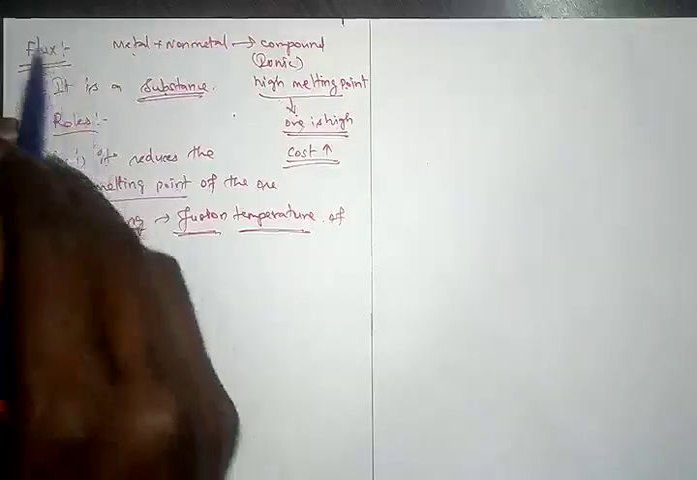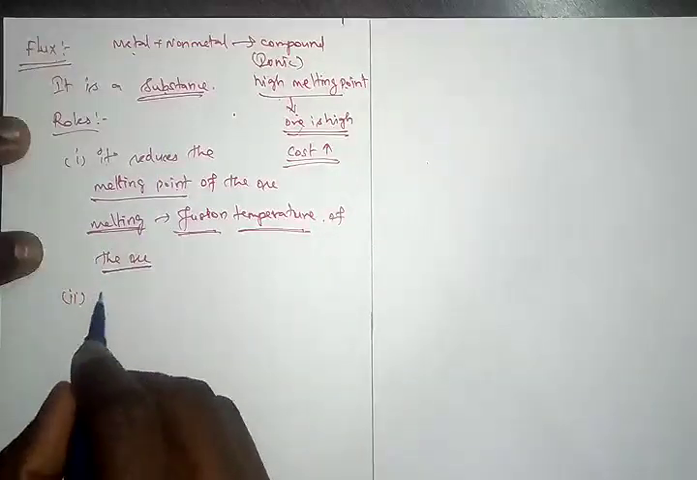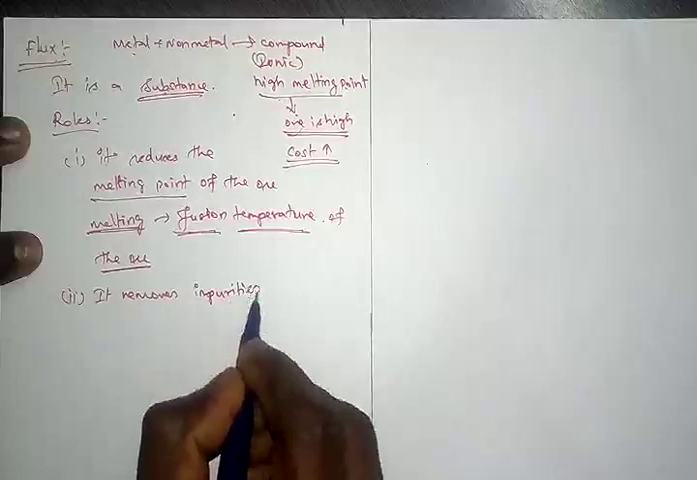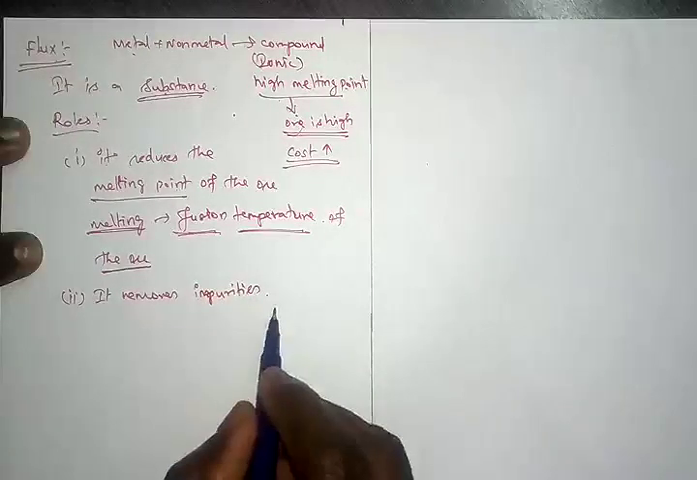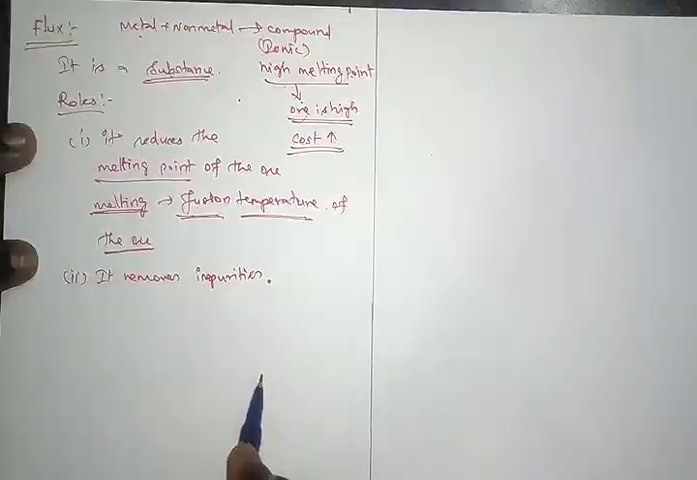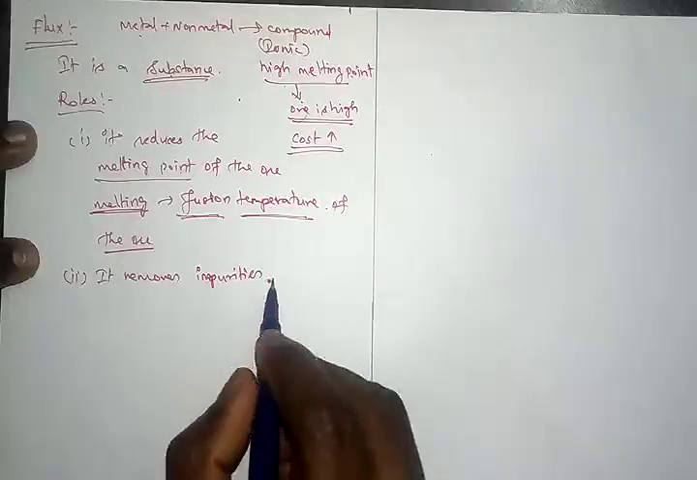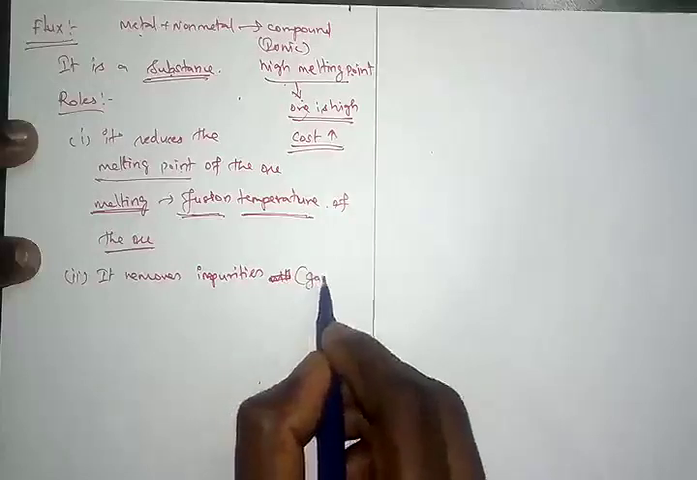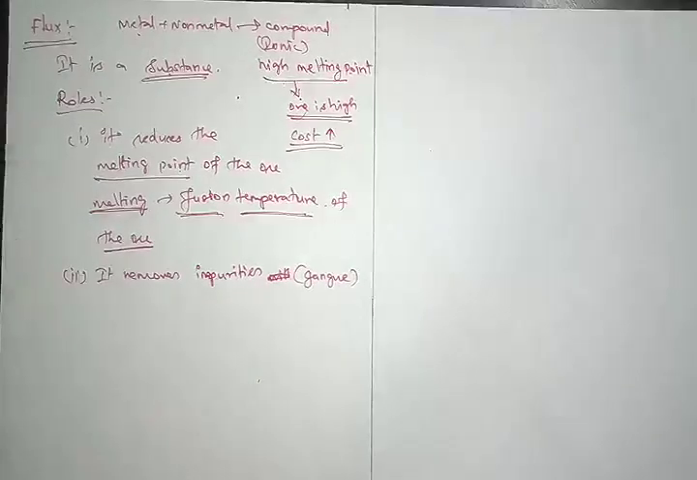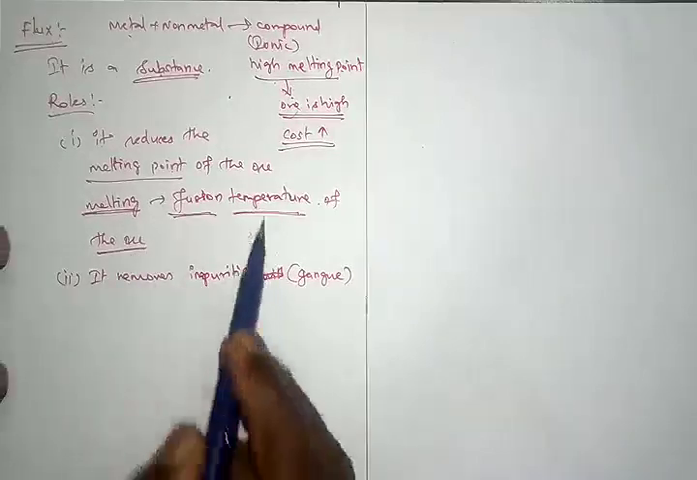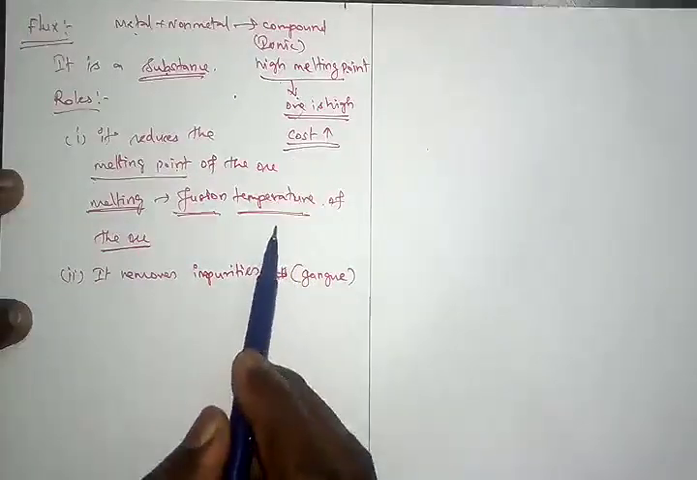The second role of the flux is it removes impurities. It removes impurities by combining with the gangue. So impurities are nothing but gangue. This is what you have to understand. So what is the role of flux? It reduces the fusion temperature, that means the melting point of the ore. So we can reduce a lot of cost in the process. Am I right or not?